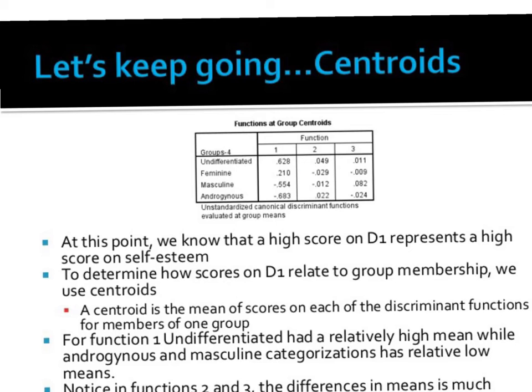Functions 2 and 3, see how everything is really, really small? You can't really separate them. So here, really low, androgynous is the smallest, followed by masculine, followed by feminine, followed by undifferentiated. So we can see four clearly different means. In function 2, we really can't see much difference in the mean. In function 3, it's also really hard to see the means. Not surprisingly, functions 2 and 3 were statistically non-significant.